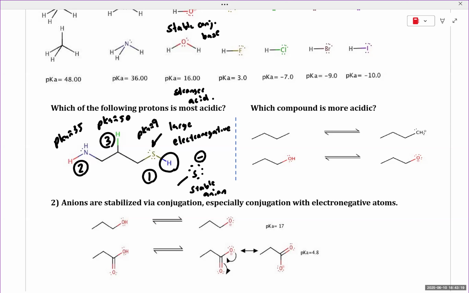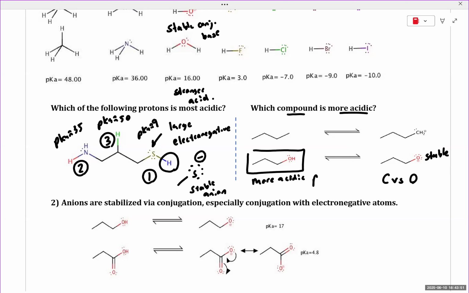So everything's making sense so far. We're next asked to compare which of the following 2 compounds is more acidic. In this case, we have an alkane and we have an alcohol. Looking at the conjugate base anion, we're placing a negative charge on carbon versus oxygen. In this case, oxygen is far more electronegative. This conjugate base is more stable, and as a result, the parent acid is more acidic.